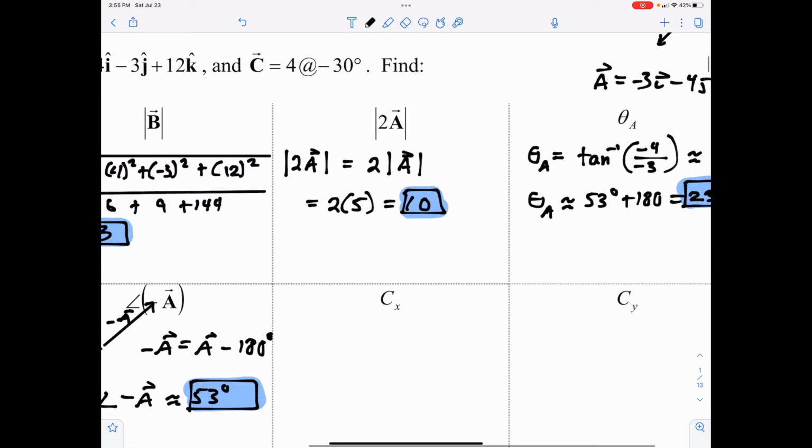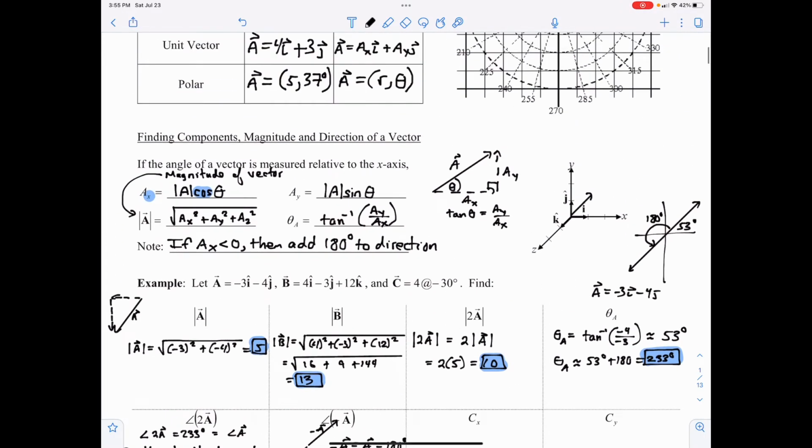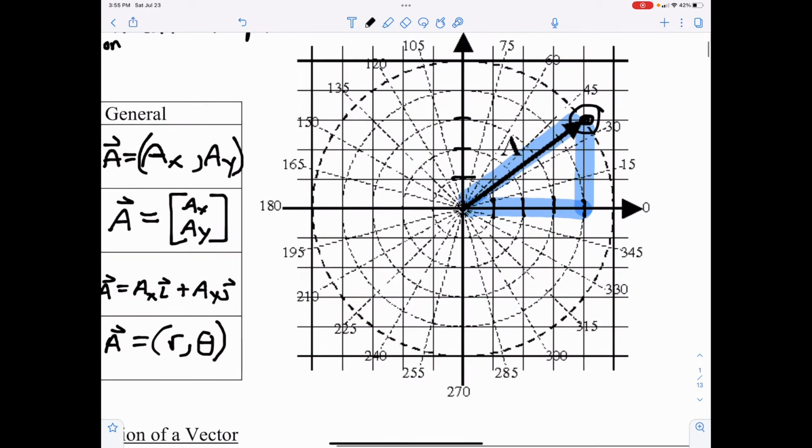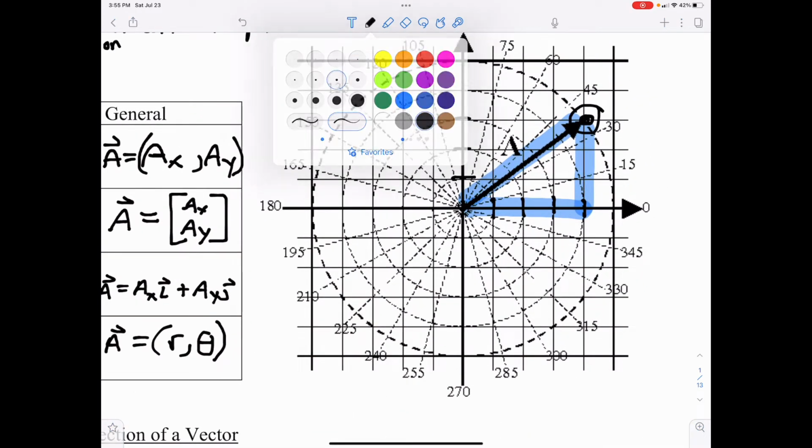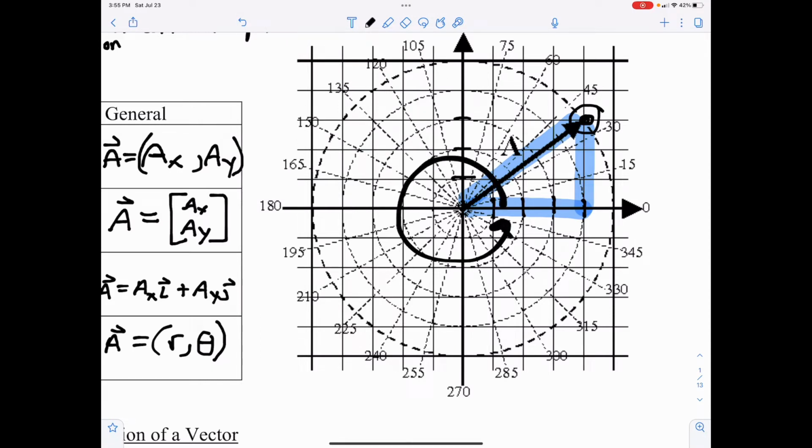Now, vector C has a magnitude of 4, right? And it's at negative 30 degrees. If you look back at our original picture here, positive angles go counterclockwise around the circle. Negative angles go clockwise around the circle. So positive 30 degrees would be right here. Negative 30 degrees would be right here, which is the same as positive 330 degrees.